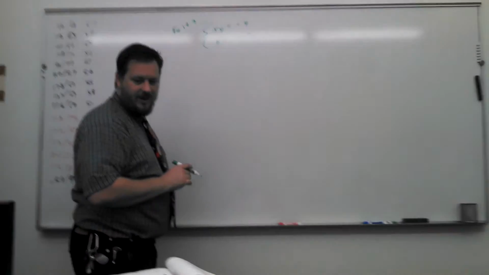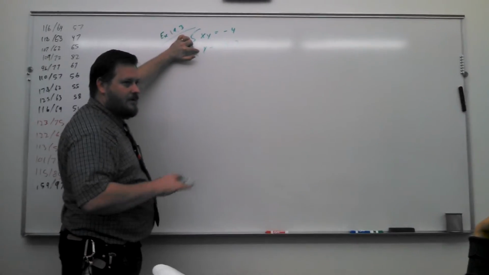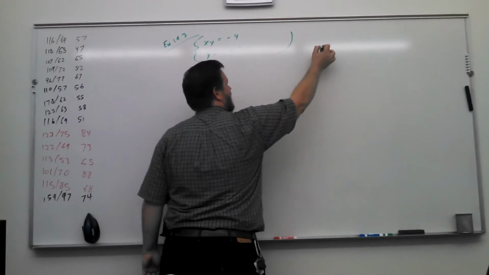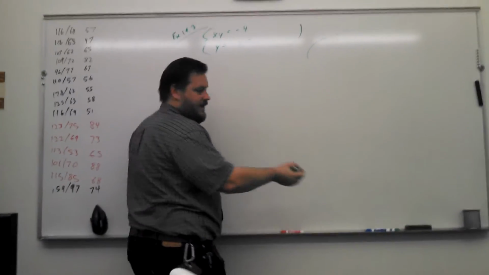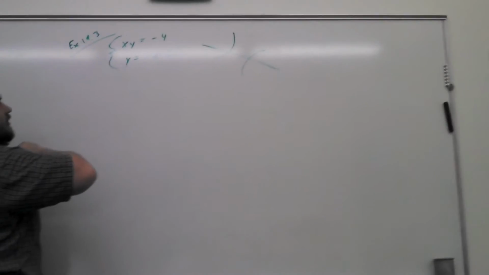Here's another one. You don't have to know this. This is a hyperbola. What shape is this? Line. Circle. And what this looks like, by the way, is here's the hyperbola, and the line goes like this. How many solutions? 2 solutions.